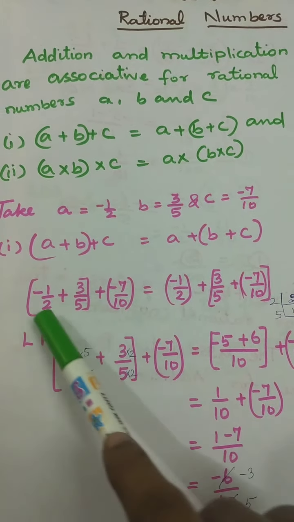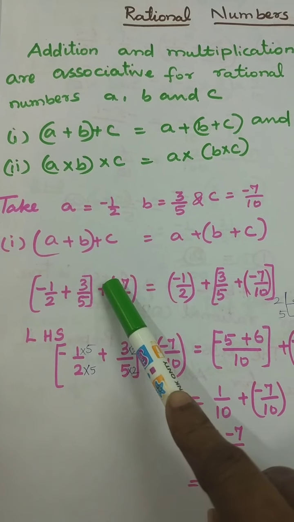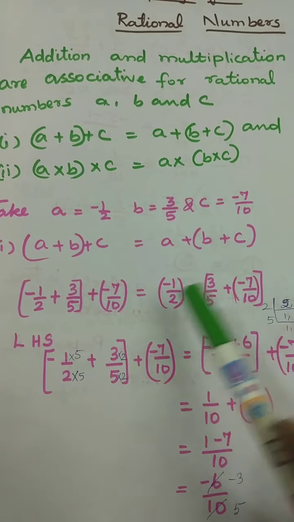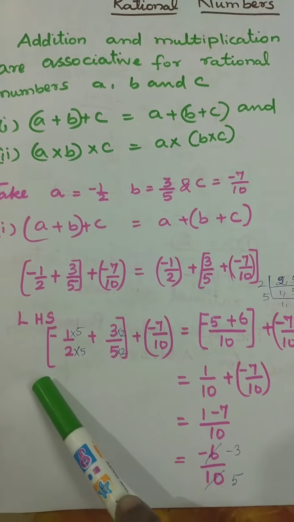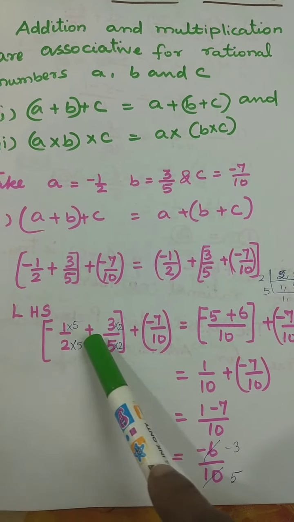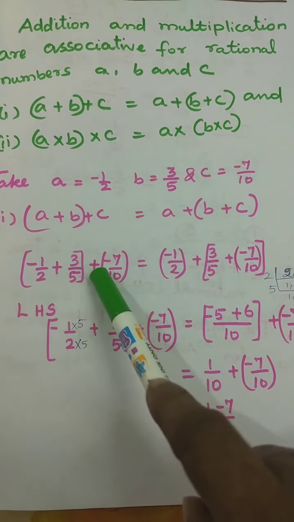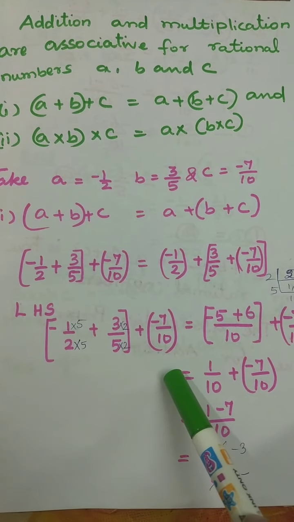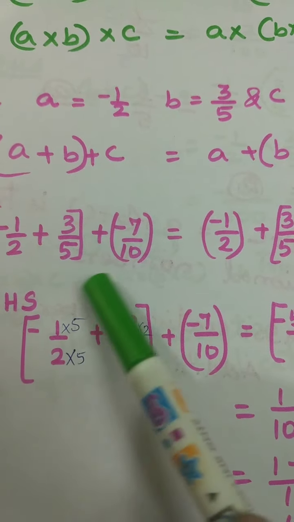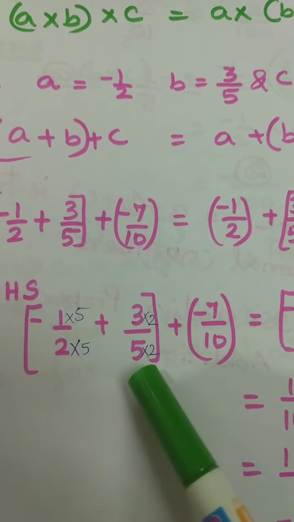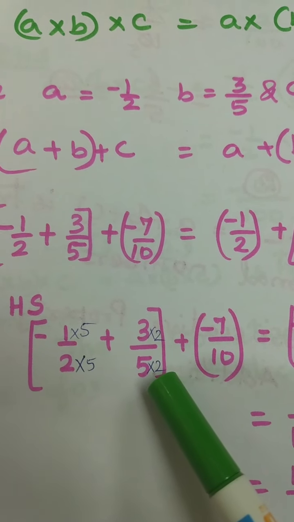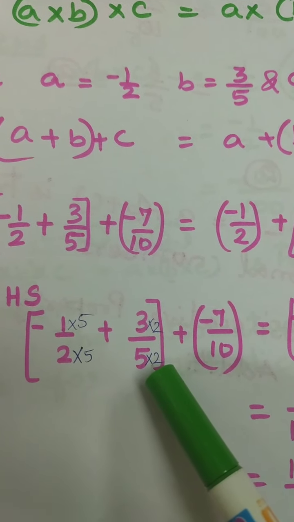First, one by one we shall prove. First we will take this and prove that both the answers are the same. First we will take the left hand side, LHS. What is LHS? Minus 1 by 2 plus 3 by 5 plus minus 7 by 10. Here we have to find the LCM to remove the bracket. Both the denominators are different here. So 5 2s are 10. Here 10 is the LCM.